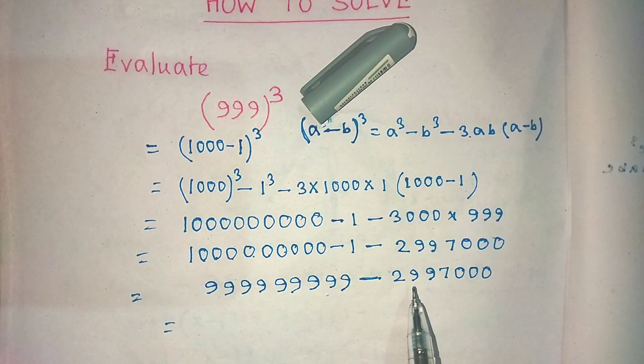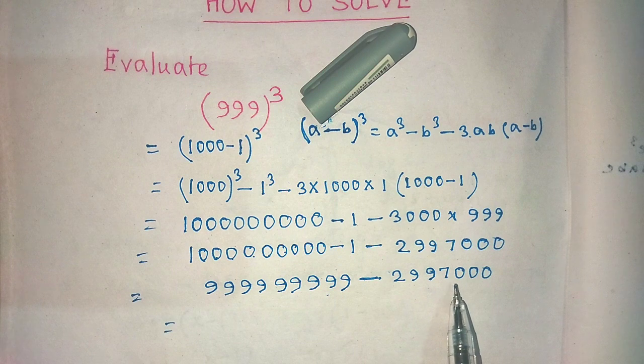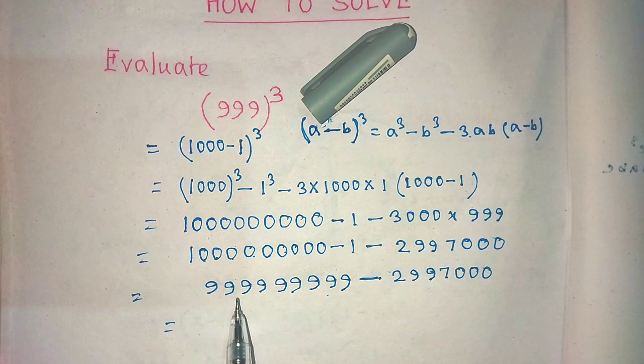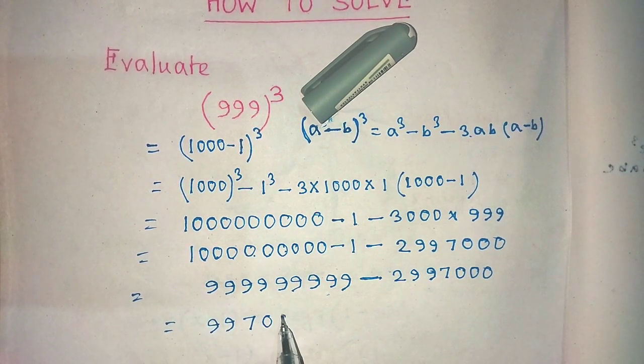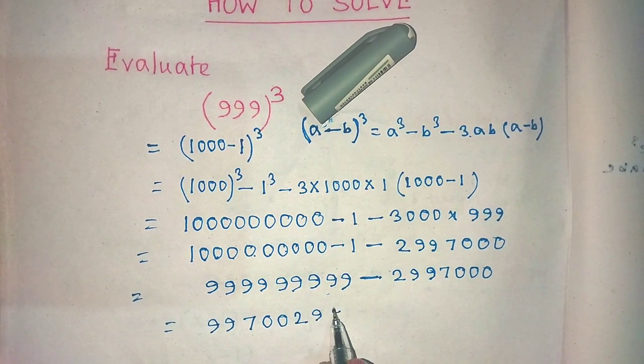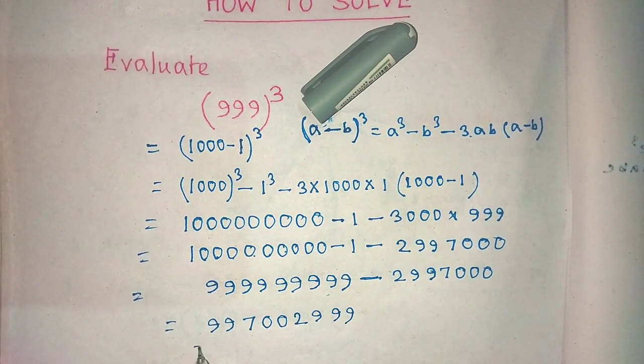After that, we have to subtract 29 lakh 97,000 from 99 crore 99 lakh 99,999. Then we have to write here 99 crore 70 lakh 2,999. So this is our final answer.